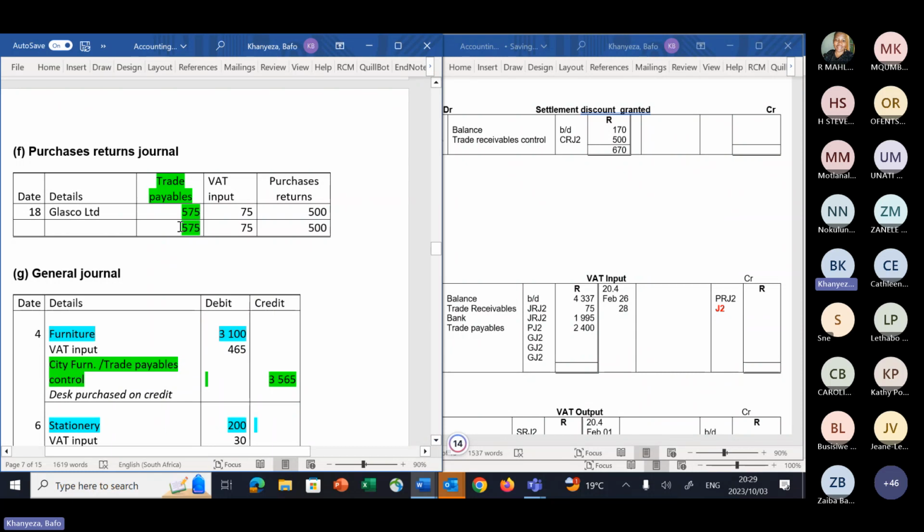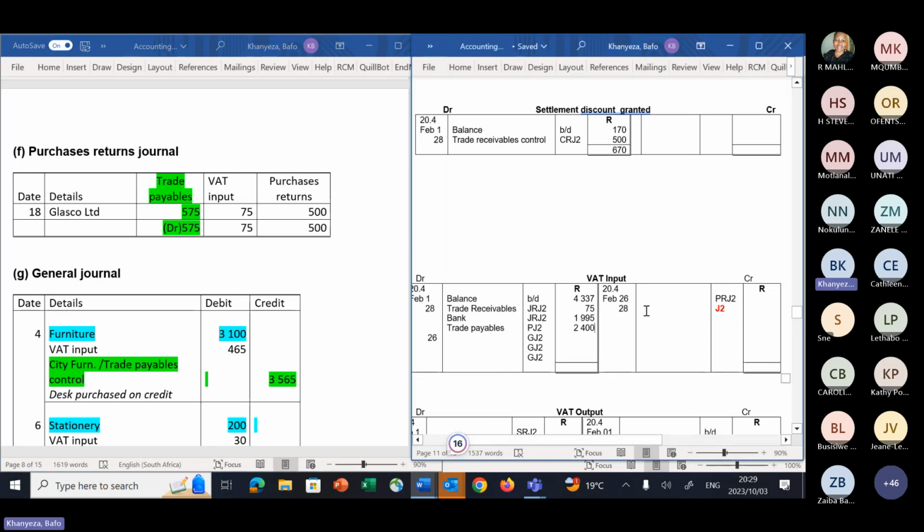So, in fact, I should have done the debits and credits here. The trade payables were a debit. So if you can follow, trade payables were a debit. So the VAT on the purchases returns journal, its contra account, yeah, it's this one. So it's gonna be trade payables, which is 75.